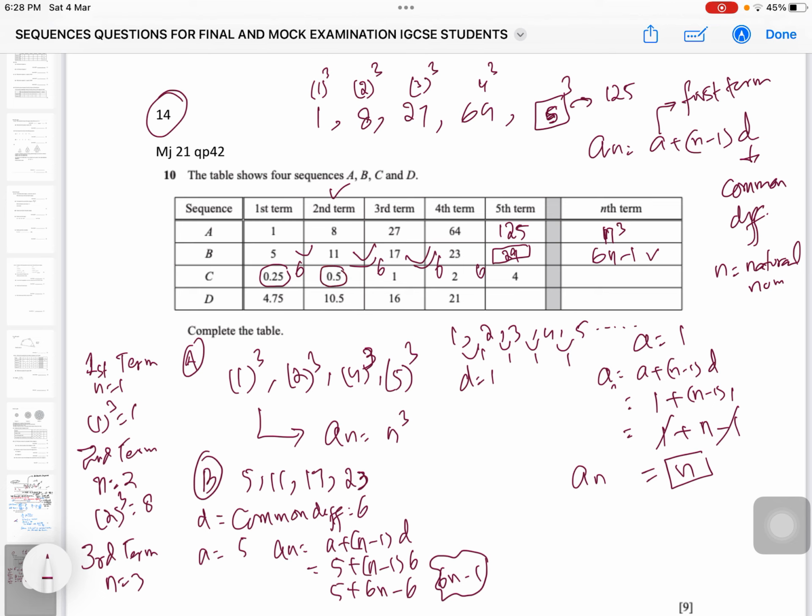Now see here, sequence C. Sequence C is, I'm changing color.